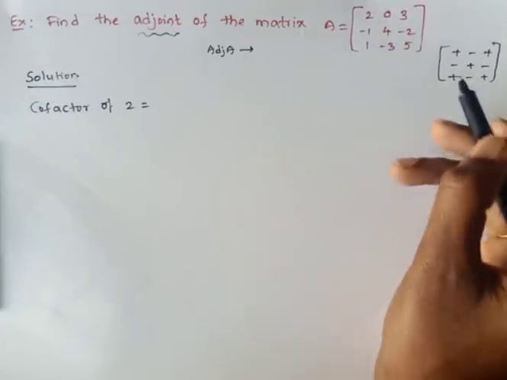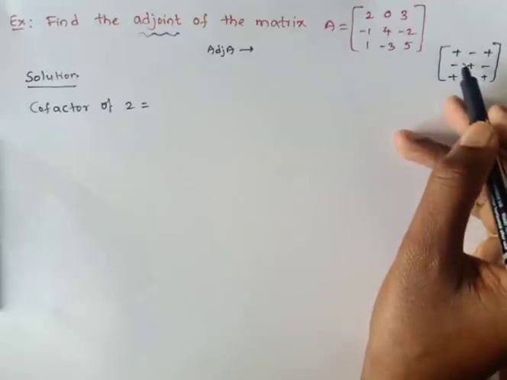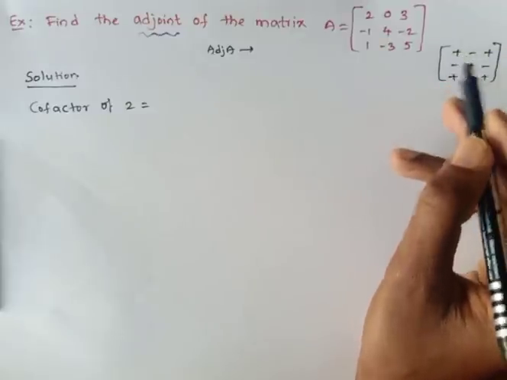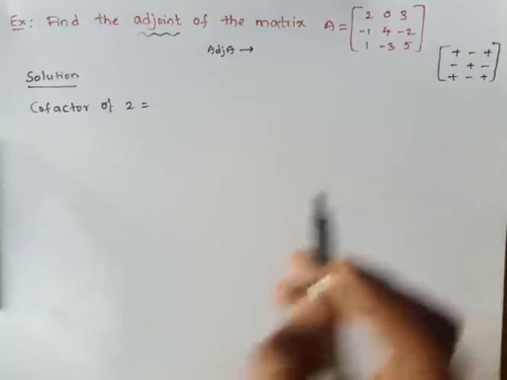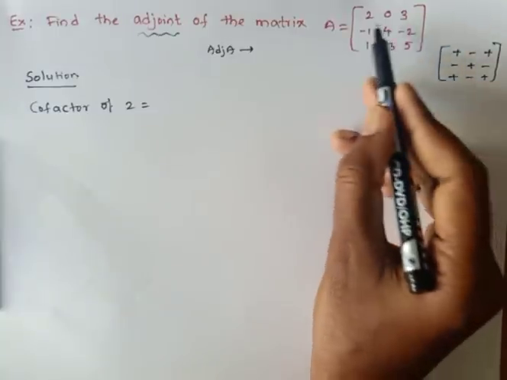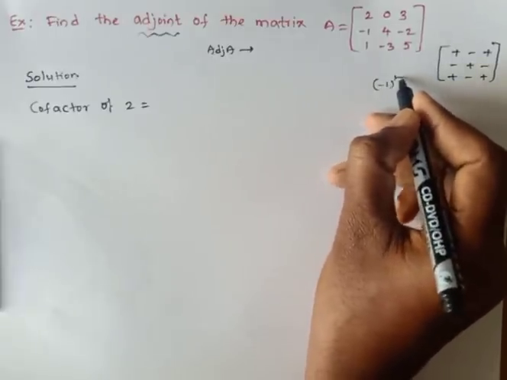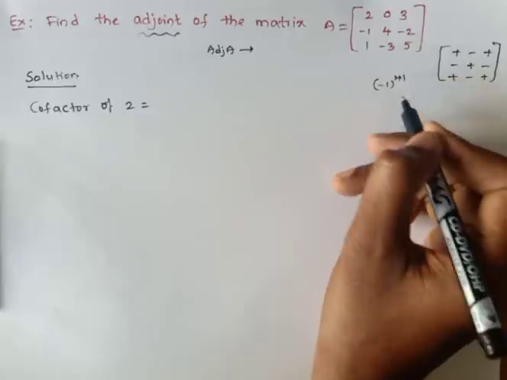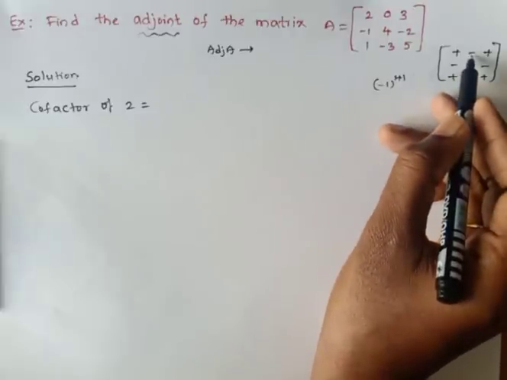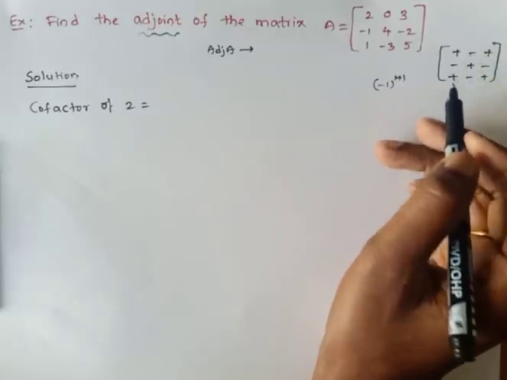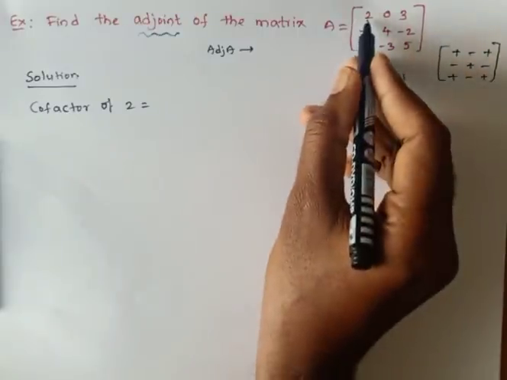Do you remember how to get these signs? Yes, the sign (-1)^(1+1) indicates the location of the element. (-1)^(1+1) means first row, first column. Here it is first row, second column, so the power is an odd number and the sign is negative. Now find the cofactor of 2.